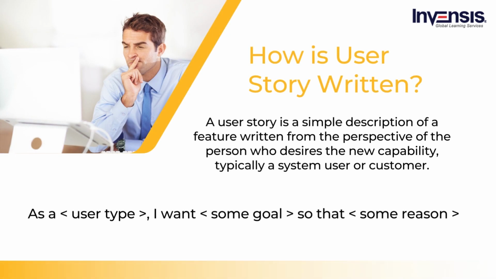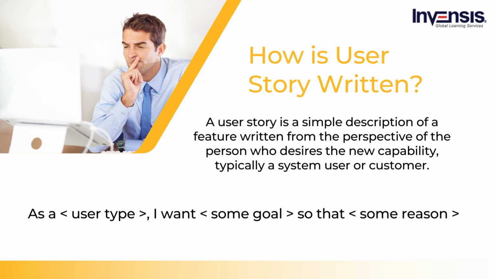Now that you know all this, let's see how a user story is written. A user story is a simple description of a feature written from the perspective of the person who desires the new capability, typically a system user or customer. User stories typically adhere to a simple format: As a user type, I want some goal so that some reason.